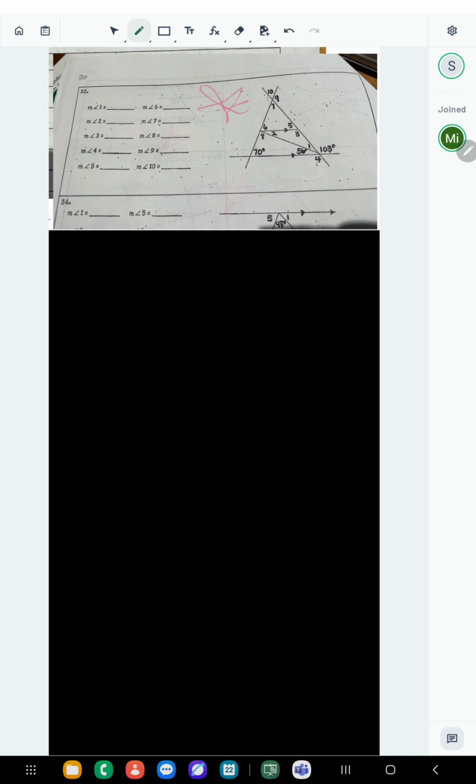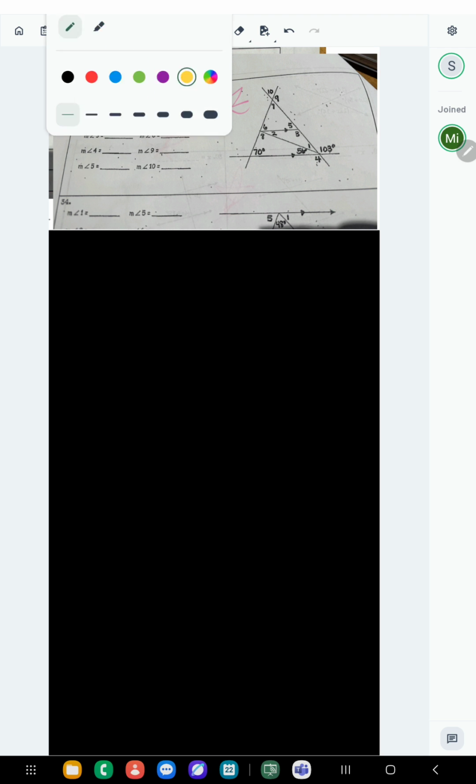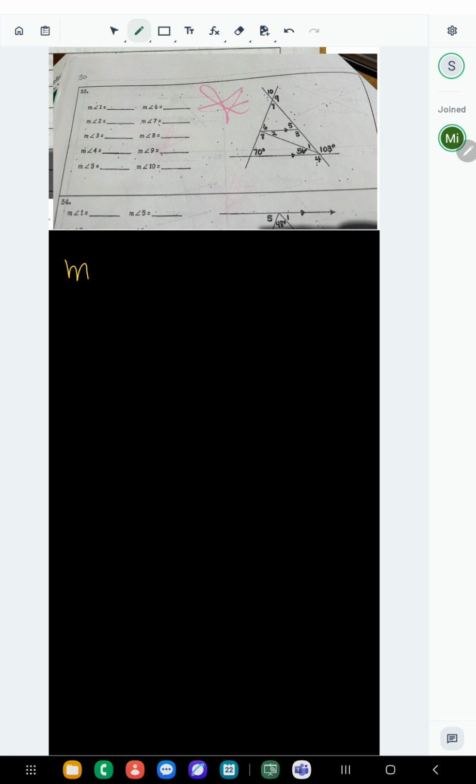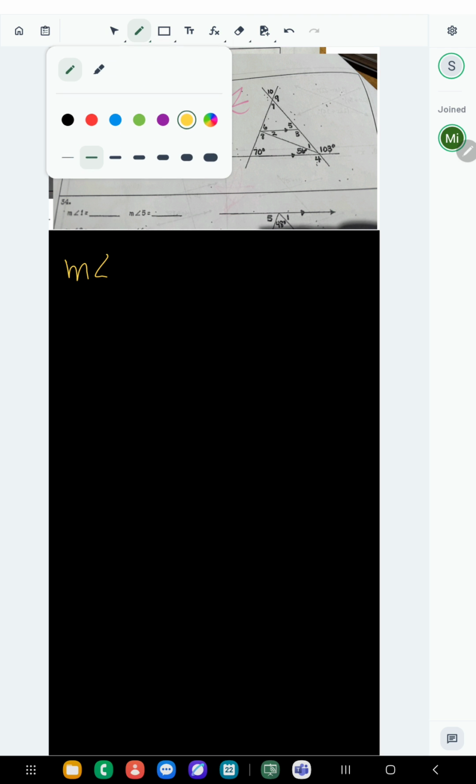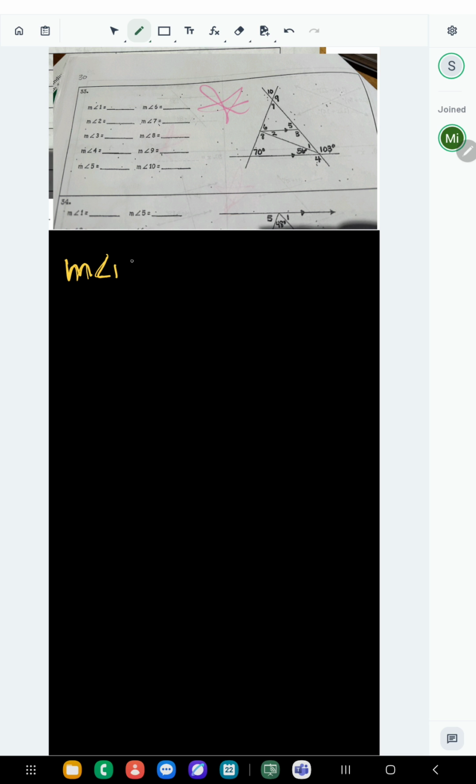Okay, so let's do this. We're given that, so we find the measure of angle 1, angle 2. Let me just zoom that in.